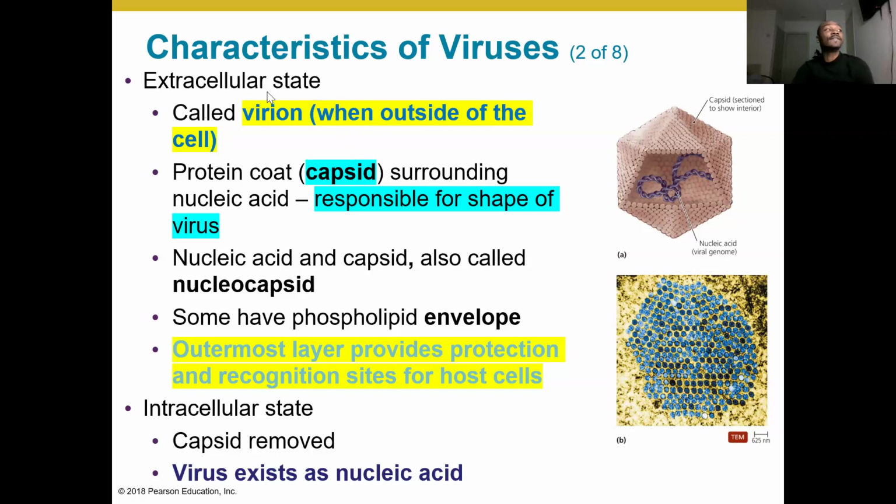It's called a virion when it's outside the cell. Remember that. That protein coat, the capsid, is responsible for the shape of the virus. This outermost layer provides protection and a recognition site for the host cell. That's why it's able to infect your host cells.